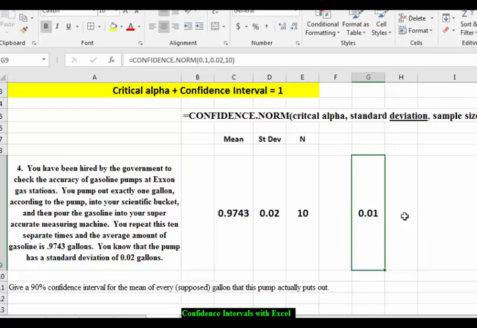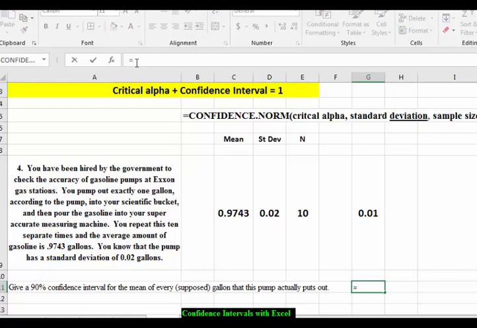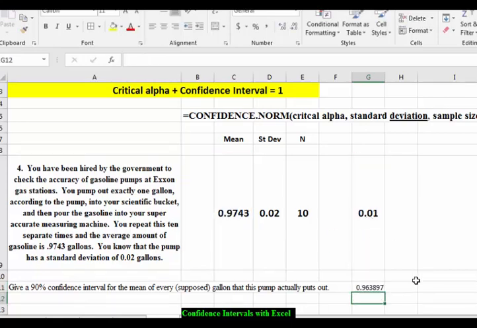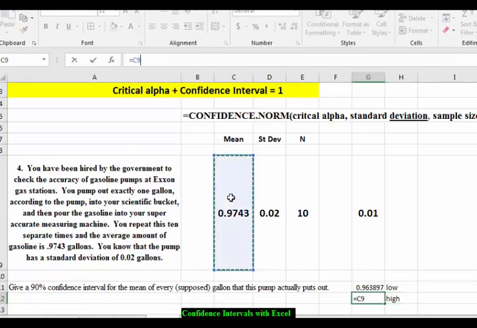Not very big. Okay. So our confidence interval is going to be, the low side is going to be the mean minus the margin of error. So that's the low boy. And the high boy is going to be the mean plus the margin of error.